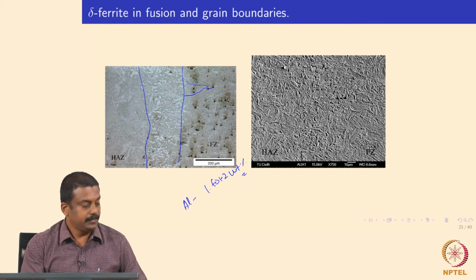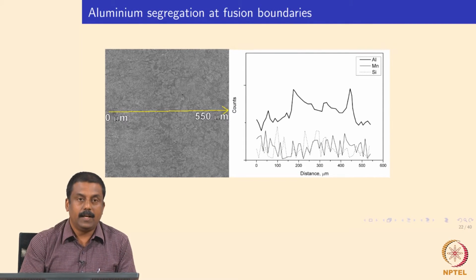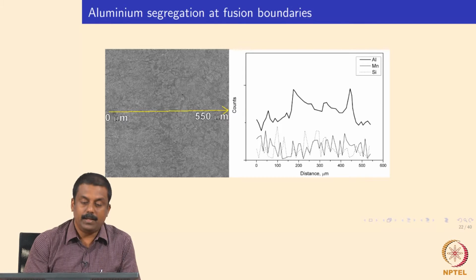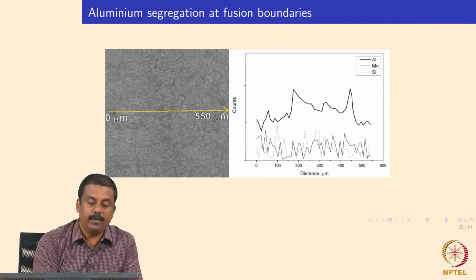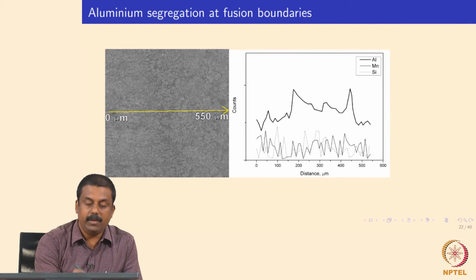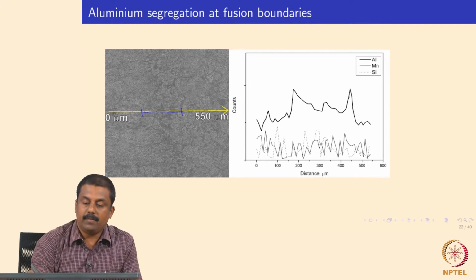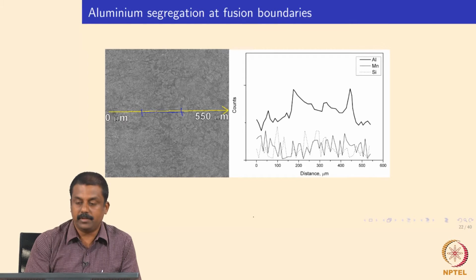So how does it happen? This stabilization, if you look at an elemental mapping, an elemental analysis along the fusion boundary in a TRIP steel containing aluminum weld, you would see that when you have delta ferrite stabilized at the fusion boundary, you will have an increased amount of aluminum at those regions.